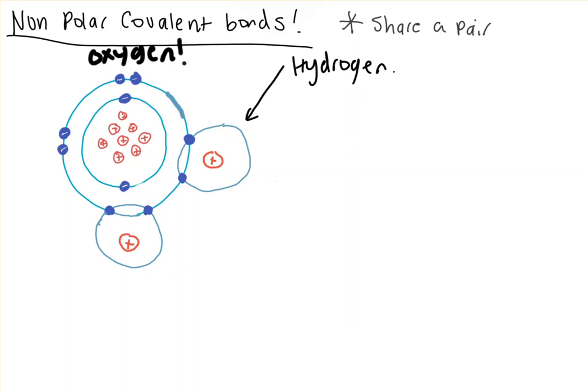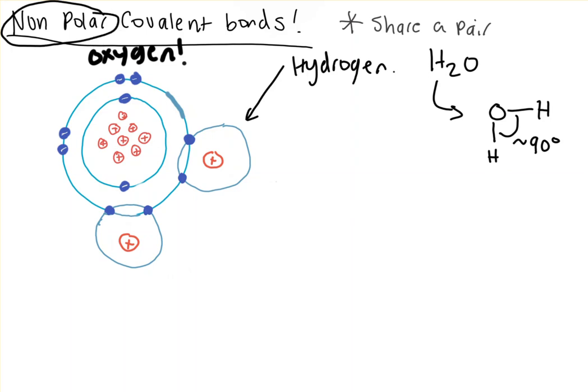So if I was going to draw a simplified structural formula for this, water is a molecule that looks like this. So the bond angle is about 90 degrees. Now, I want to show you non-polar covalent bonds specifically, and I haven't really addressed that yet. So let's first talk about the concept of electronegativity.